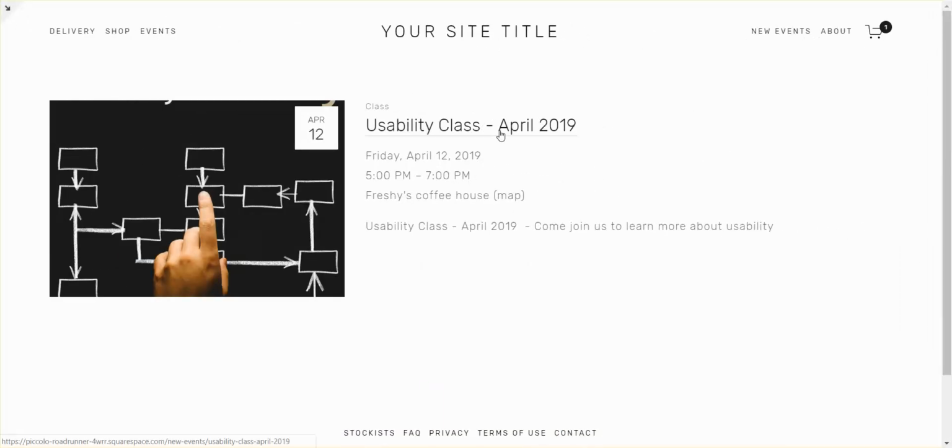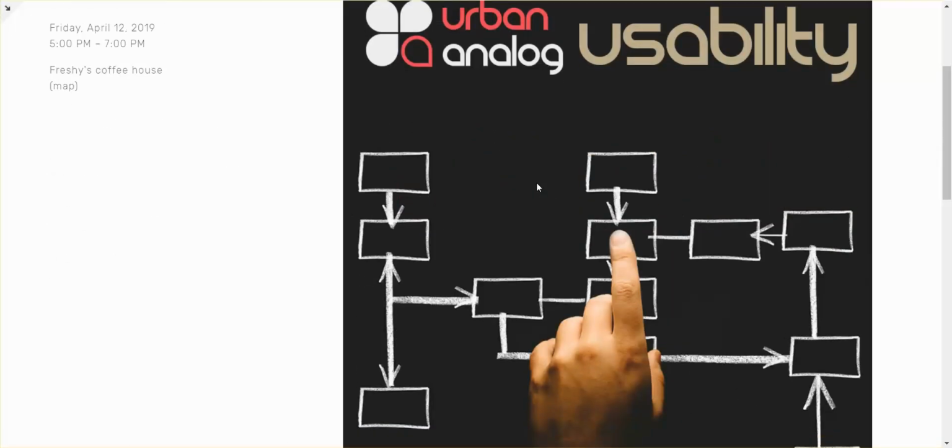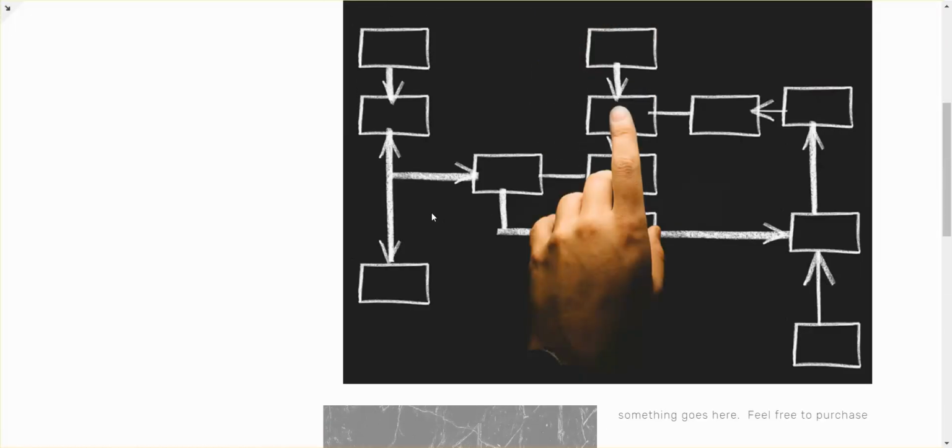So here's a usability class. I can click on this and learn more. This is when the class is. It offers a map to the location. Here's an excerpt. Now if I click on this, we'll see here's the big picture. Here's a link to, if I had a class product here, and I could buy it or see the pricing or whatever.